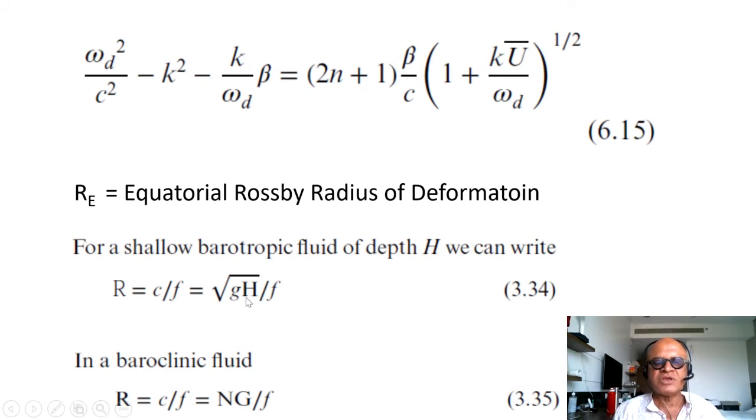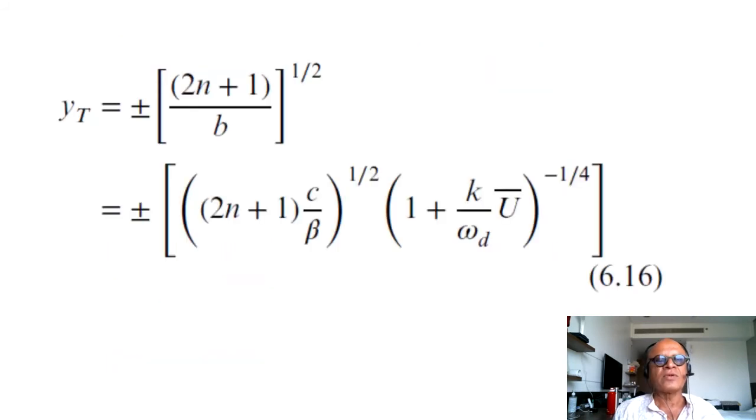So gravity wave speed is square root gh divided by f, the Coriolis. In a baroclinic fluid, that is related to the Brunt-Väisälä frequency. So Rossby radius of deformation, which is still c over f, is written as NH over f, right? The Brunt-Väisälä frequency and the scale height H. Okay. The turning latitude then becomes a function of the background state.